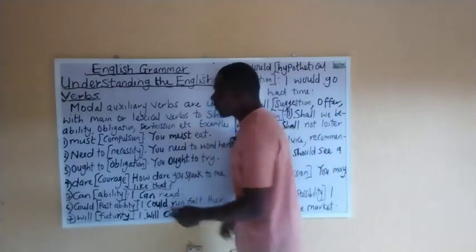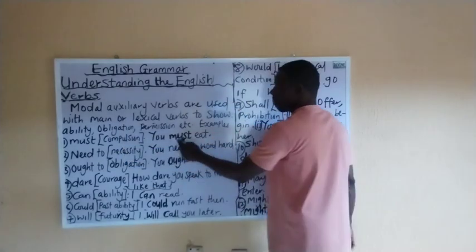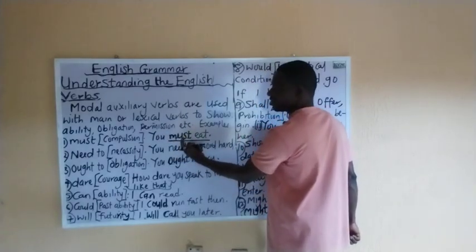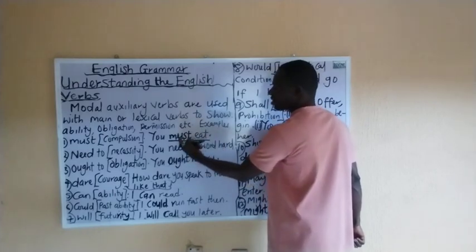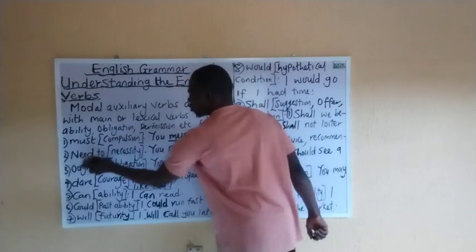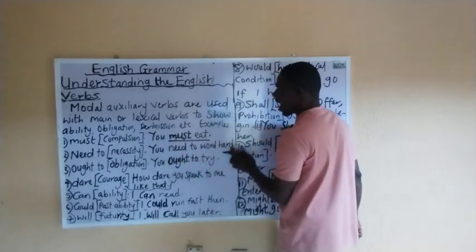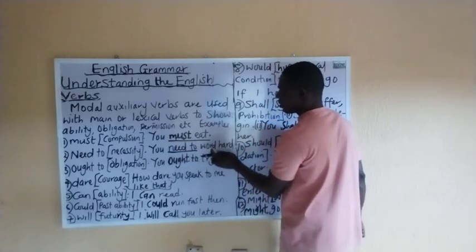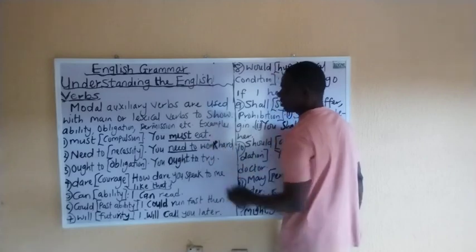Okay, fine. We have the verb must. It is used to show compulsion. Example, you must eat. Must here is the auxiliary verb, while eat is the main verb. Must is the modal auxiliary verb, while eat is the main verb. Need to shows necessity. Example, you need to work hard. Need to is the modal auxiliary verb, while work is the main verb.